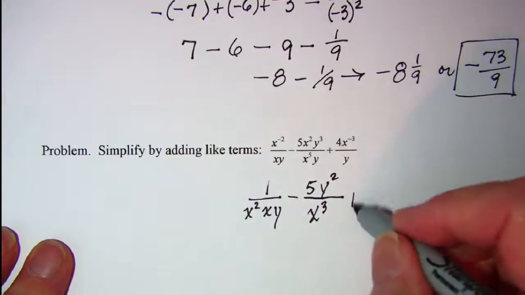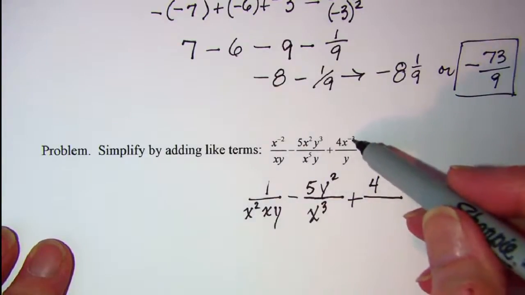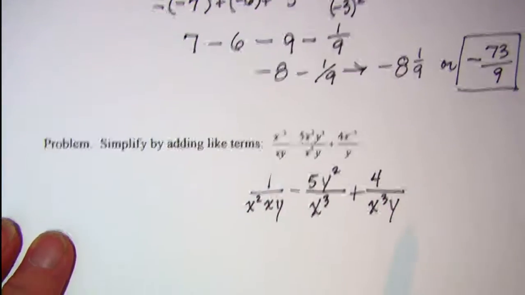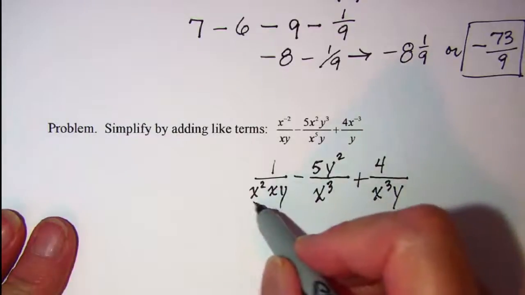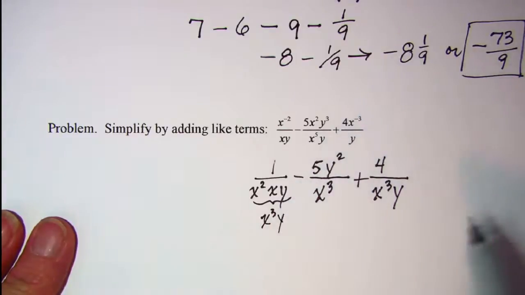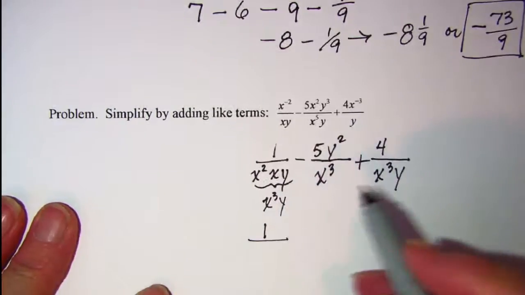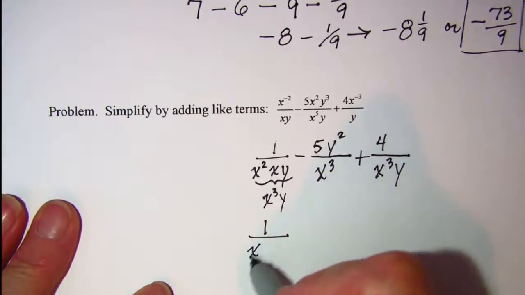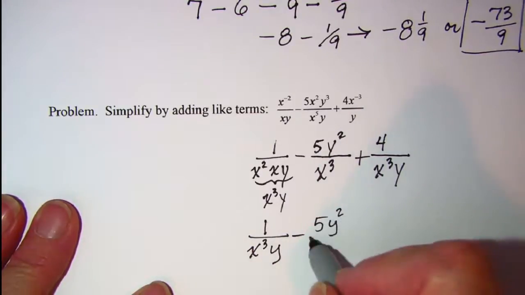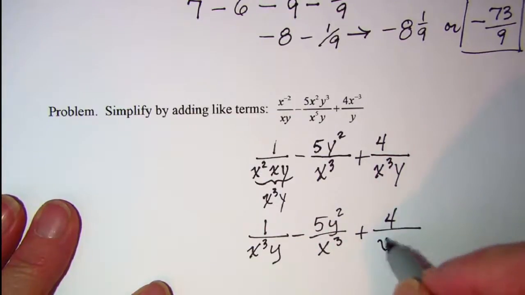And then the last term, my 4 stays up in the numerator, and I can move this down and have x cubed y. Now these factors are x cubed y, so I can rewrite this term as 1 over x cubed y minus 5 y squared over x cubed plus 4 over x cubed y.